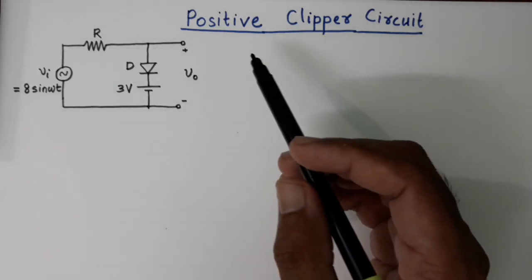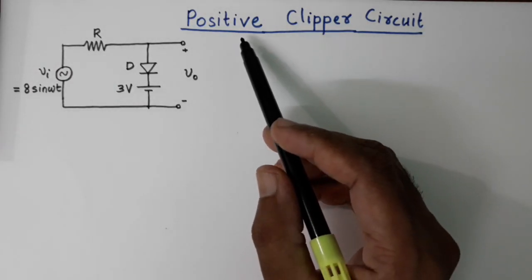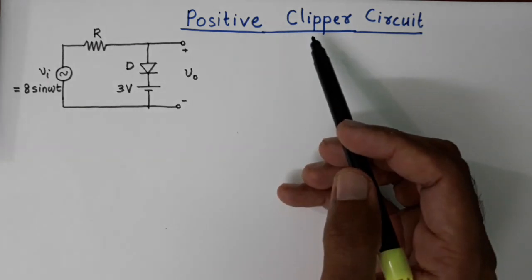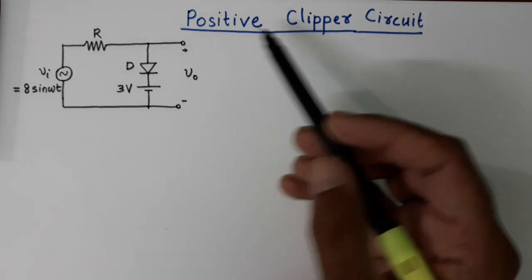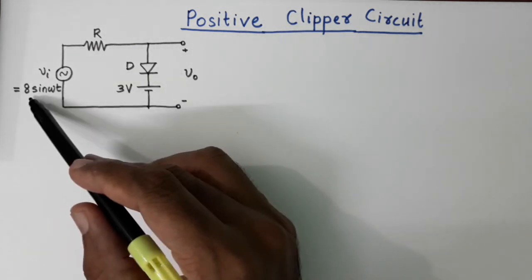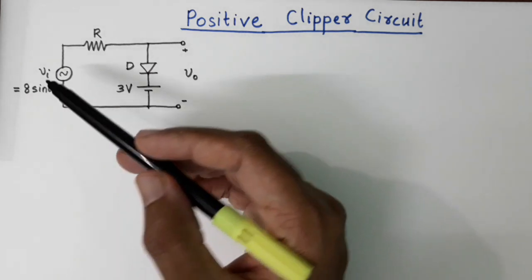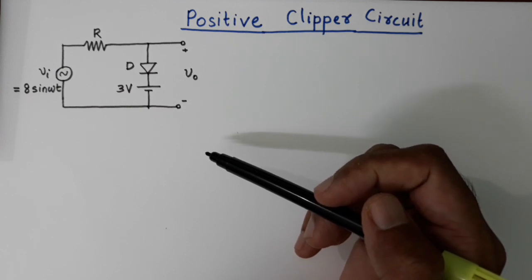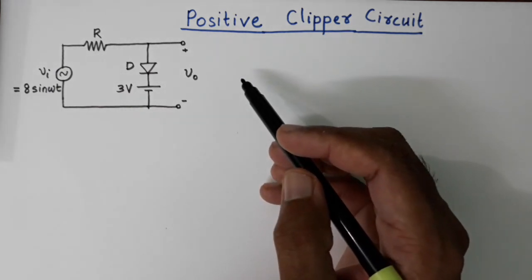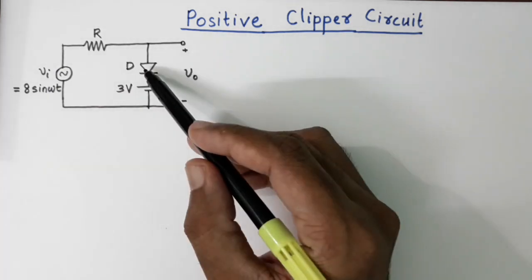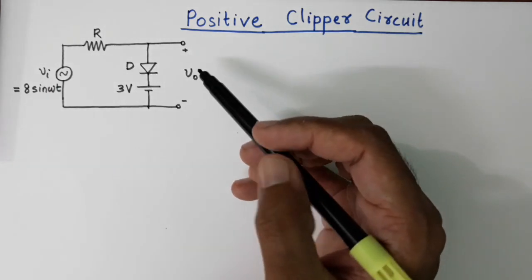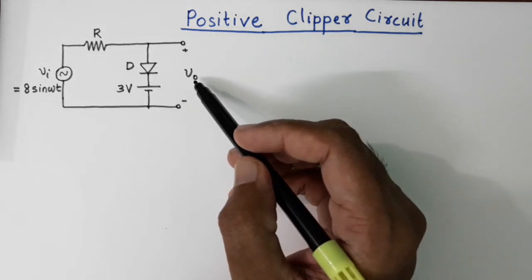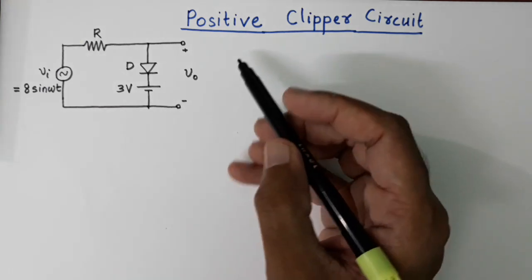Welcome to this video. In this video we will go through the working of a positive clipper circuit. Here the input voltage is a sine wave with a peak value of 8 volt, and we are interested in finding out the output voltage VO. To make the analysis simple, first we will assume that this diode is ideal, then later we can find out the output voltage with a practical diode.